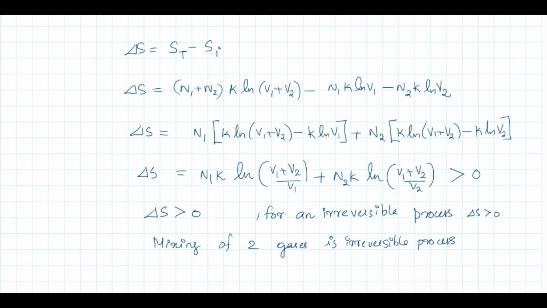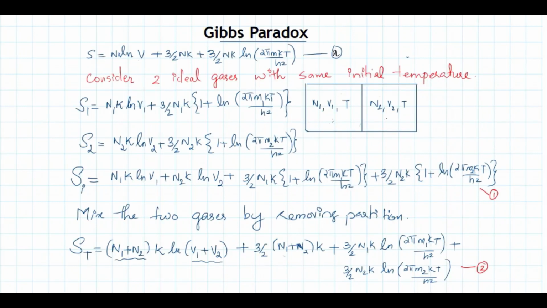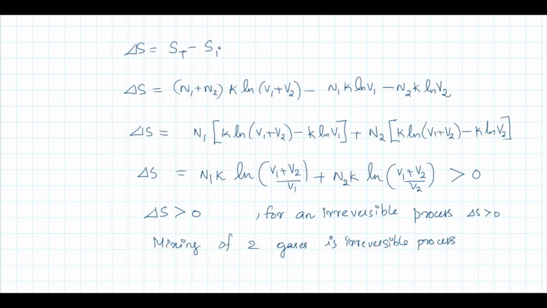Delta S, the change in entropy during this mixing process, is equal to the final entropy ST minus the initial entropy Si. Subtract ST minus Si. The last terms, 3 by 2 N1 k, will cancel with the corresponding term, and the last term will cancel with the other one. So these logarithm terms will cancel, the logarithm of 2 pi m1 kT by h square will cancel. Remaining is (N1 plus N2) k log (V1 plus V2) minus N1 k log V1 minus N2 k log V2. This is the remaining thing.